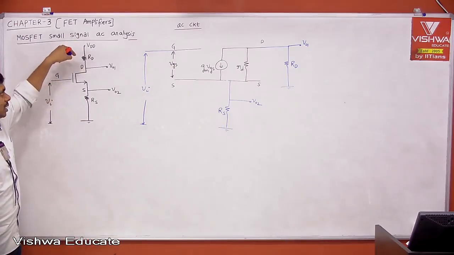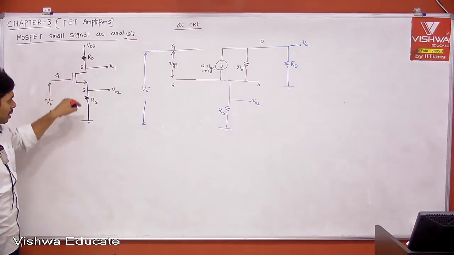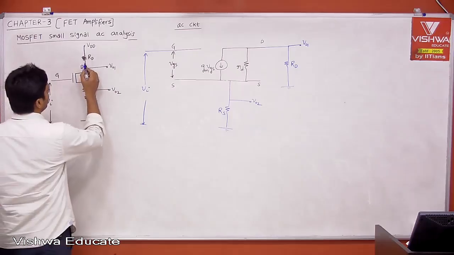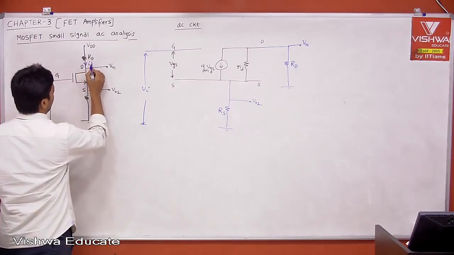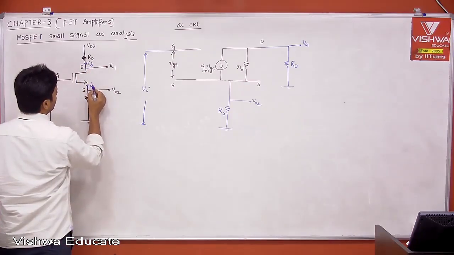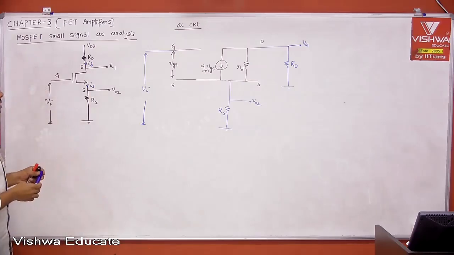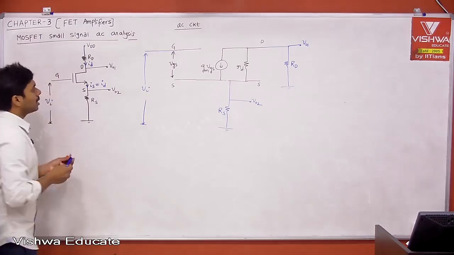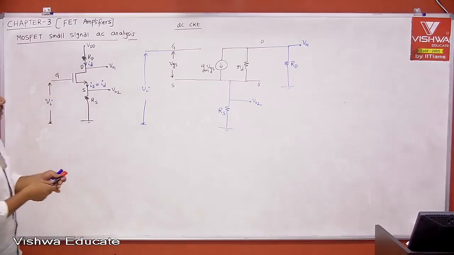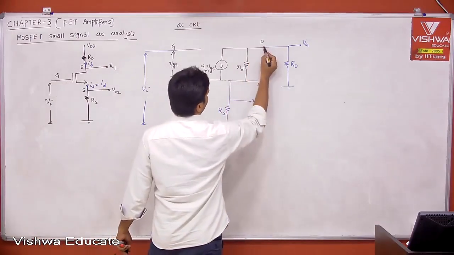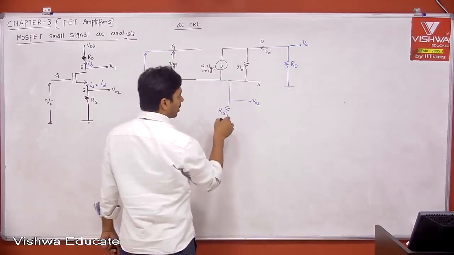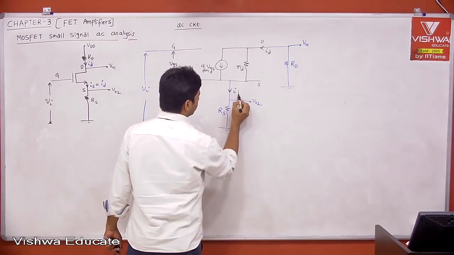Therefore, whatever current enters the drain, by KCL, the same current should come out of the source. Okay, if you think from the KCL perspective also, right? This is your drain current ID, and the same current coming out of the source is IS. Therefore, IS is nothing but ID. Now, the current entering the drain is ID, and the current coming out of the source is also ID.